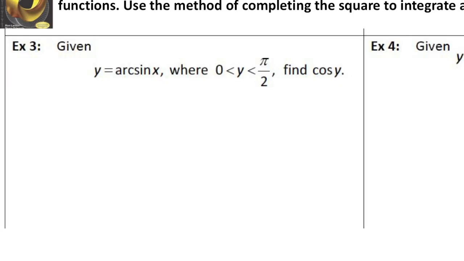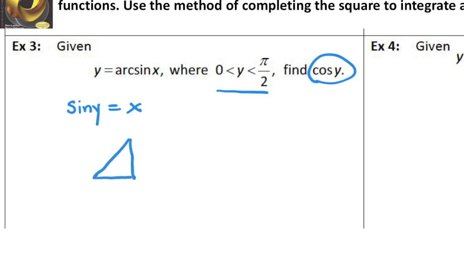For example 3, I'm given that y is the arcsine of x. I also have my domain restriction. I'm looking for the cosine of y. Let's rewrite my problem so that the sine of y is equal to x. If the sine of y is equal to x, we can draw a right triangle again. Sine is the opposite, which is x, over the hypotenuse, which is 1. And we know that our missing side is the square root of 1 minus x squared. So then the cosine of y is going to be your adjacent side divided by 1.